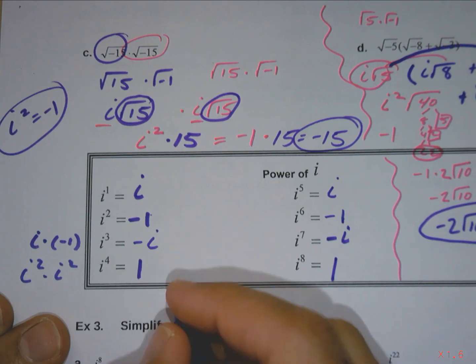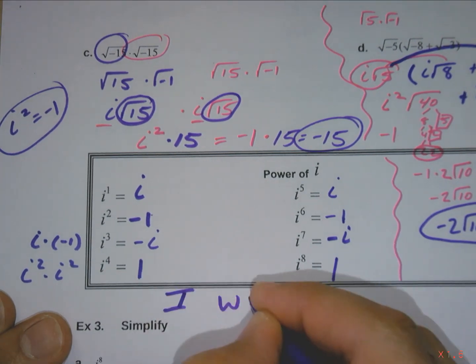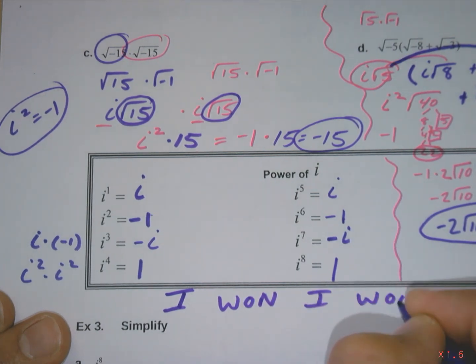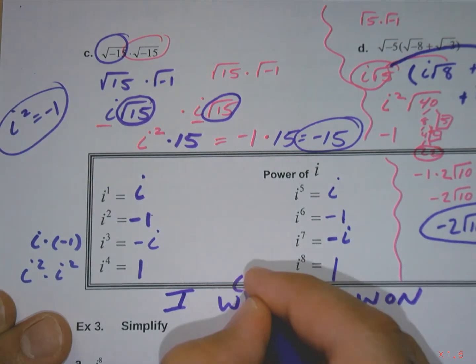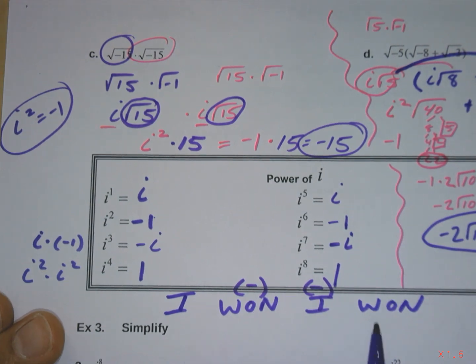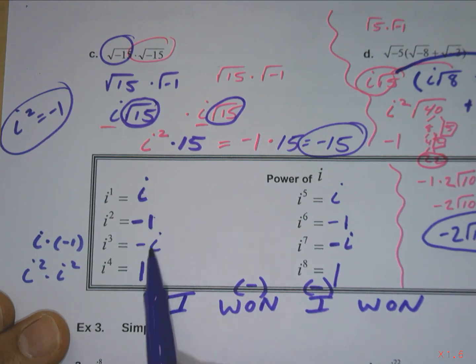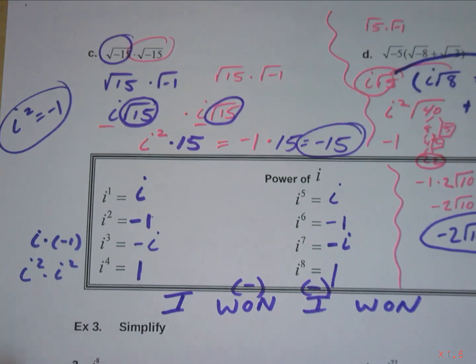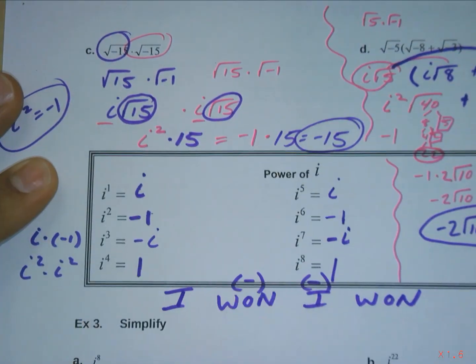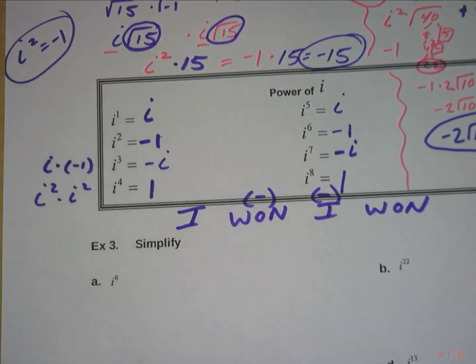I always remember this one is, after I won a game, I won, with negatives in the middle. Get it? I won, like instead of won the game, but the number 1. I won, but negatives in the middle. So I won, negatives in the middle. Look at that. So if you know these first 4, I won, negatives in the middle, then you can do as many numbers as you want to do.